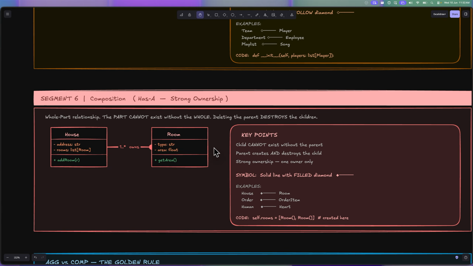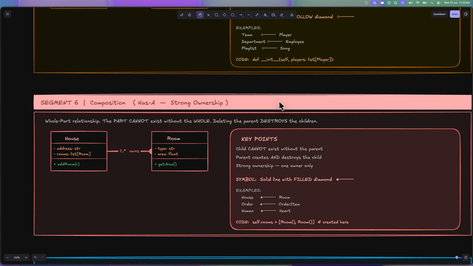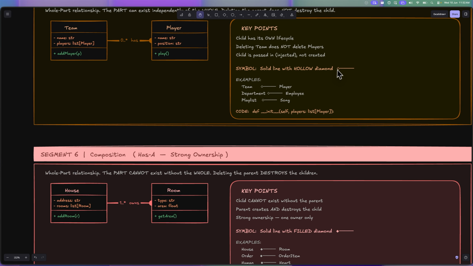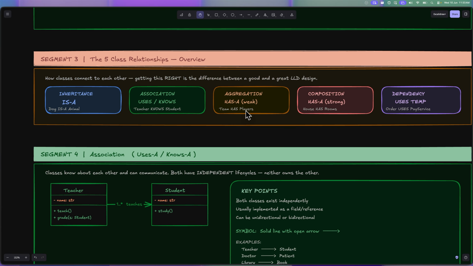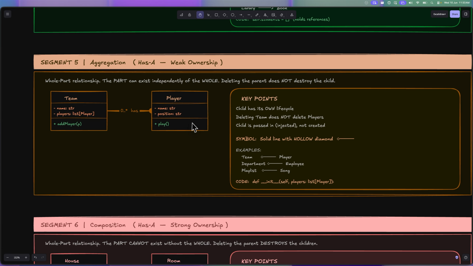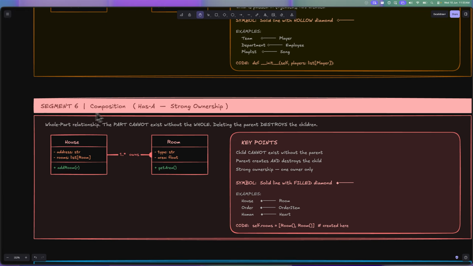And how do you denote it? Similar to aggregation, but here the diamond is filled, whereas in aggregation it is hollow. So a solid line with a filled diamond represents a composition relationship, which is a strong ownership. So aggregation is a weak relationship and composition is a strong relationship. Why? Because in aggregation, the contained class can exist independently without the parent class. See this example: player can exist independently without the team class, but in composition, a room cannot exist independently without the house class.